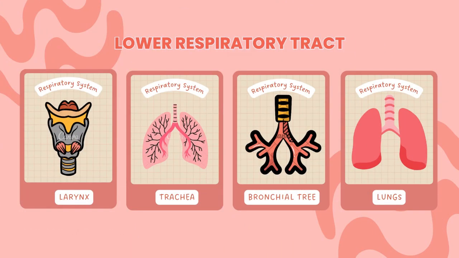Let's proceed with the lower respiratory tract. The organs making up the lower respiratory tract are all protected and kept in place by the rib cage and the sternum. This includes the larynx, trachea, bronchial tree, and lungs.